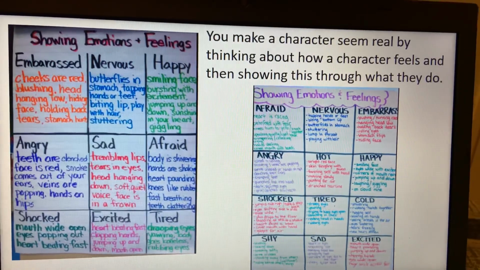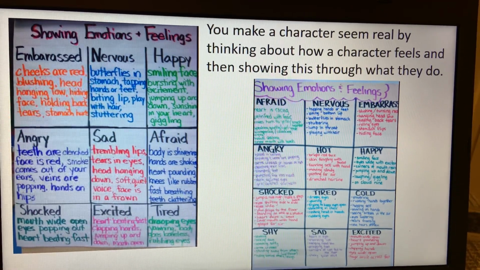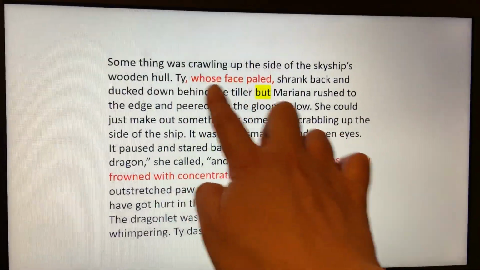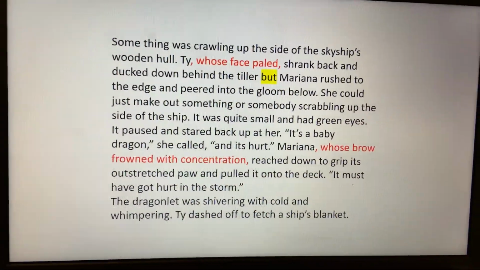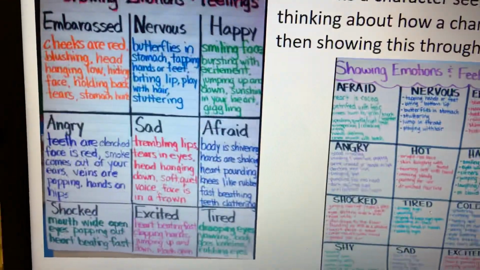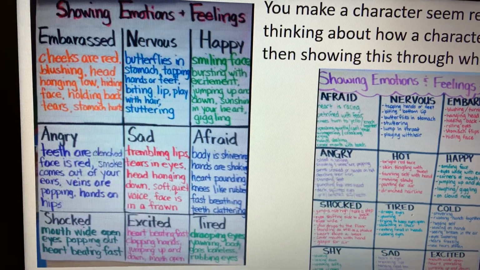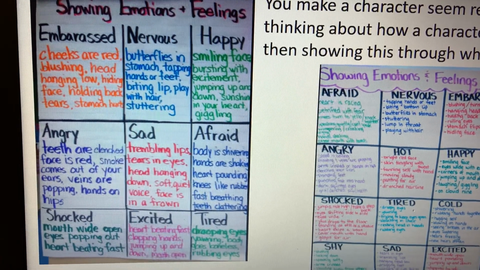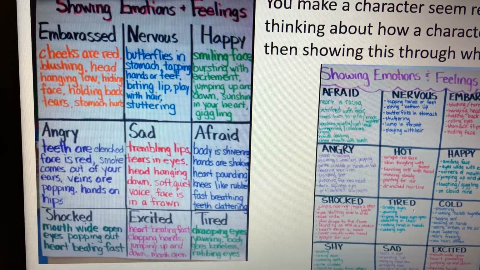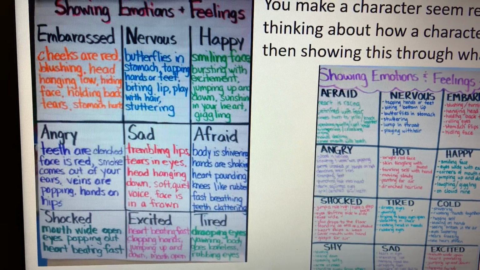In order to make a character seem real, you need to think about how they're feeling and show that through what they do, okay? So it might be what they look like or their actions. And you've got a sheet to help support you with this. So for example, if they're afraid, their body might be shivering or quaking, hands shaking, heart pounding, knees like rubber, fast breathing, teeth clattering.